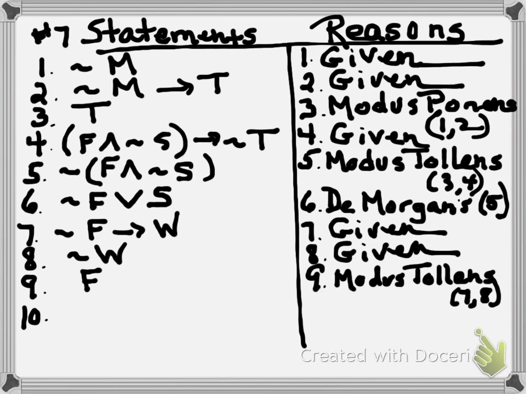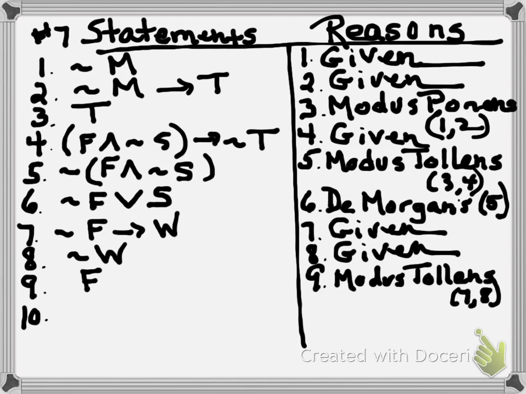Now remember I left, yes. Does the order for 7 and 8 matter? Like if you put not W first? No, okay. 7 and 8 could be reversed. Yes, you're saying? Yes. Number 6 is not F or S. Number 9 is F.